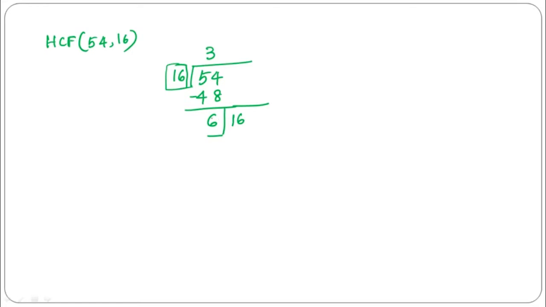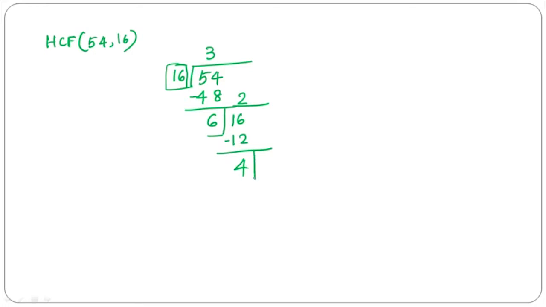And now I will do 16 divided by 6. Now what is the quotient of 16 divided by 6? That will be 2. 6 2s are 12. So I put that 12 here, and what is 16 minus 12? 16 minus 12 is 4.